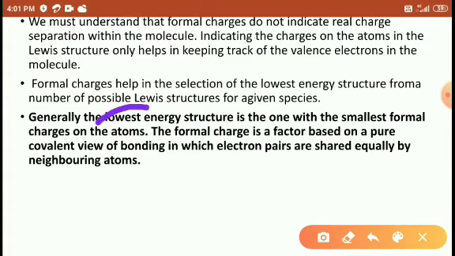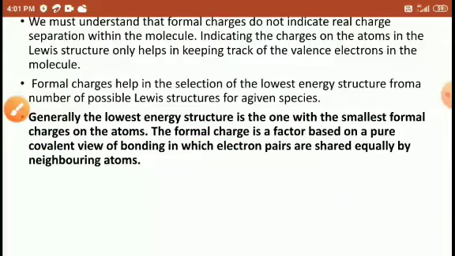Generally, the lowest energy structure is the one with the smallest formal charges on the atoms. The small charge developed on the atom is not a permanent charge, it is just a fraction of charge, a temporary charge developed on the atoms. The formal charge is based on pure covalent bonding. It explains the contribution of the covalent bond to developing the charge. Right, students?